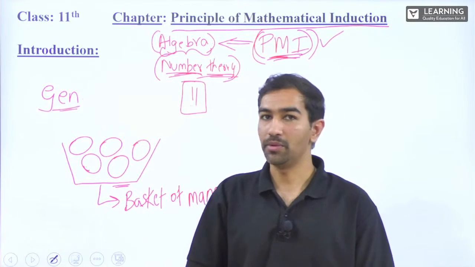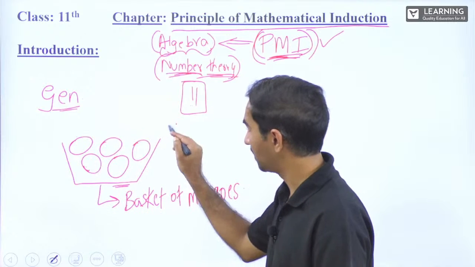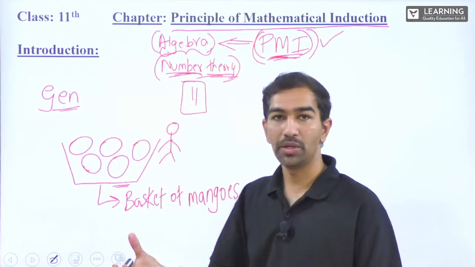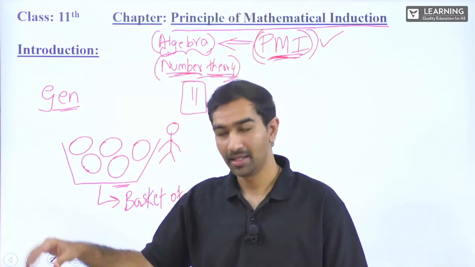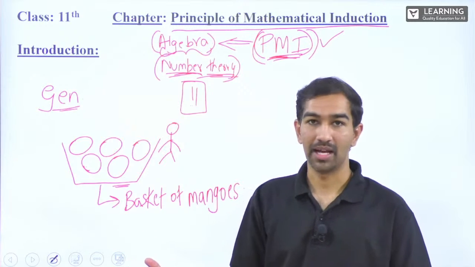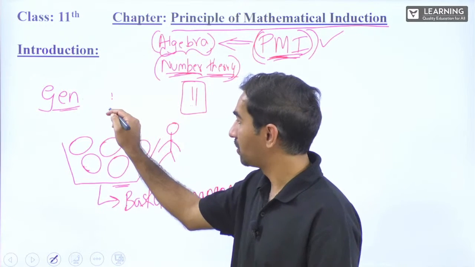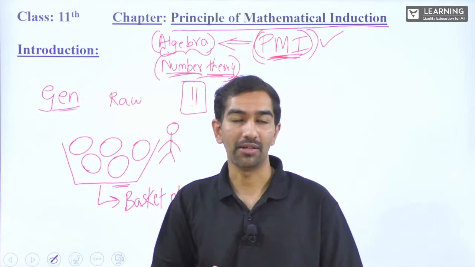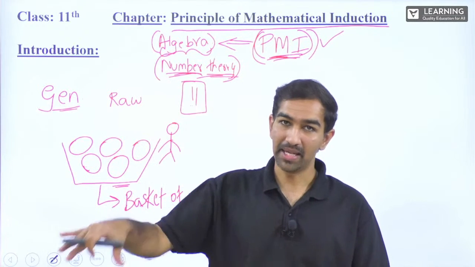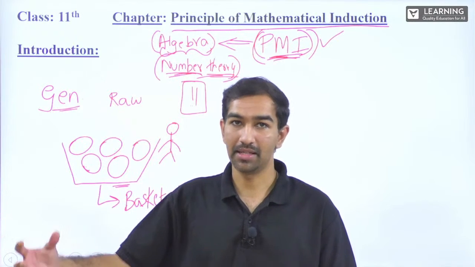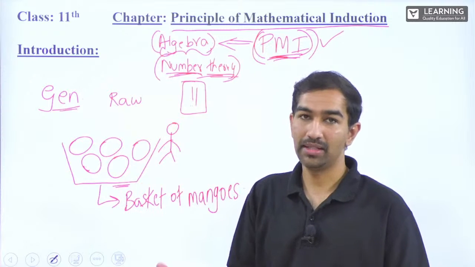So what will we do now? A person will come here. He'll take out one mango in his hand. From the basket, he'll put his hand inside and take out one mango. He'll see the mango and he'll notice that that mango is raw. He'll keep that inside the basket again. He'll pick another mango this time and have a look at that mango.